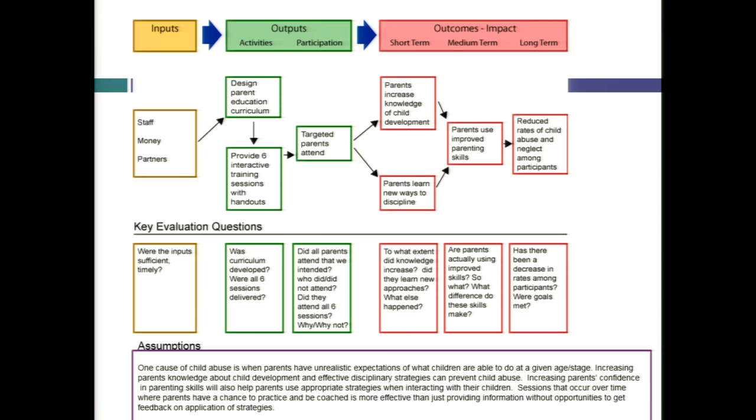This is why. So sometimes logic models, and also, the other thing about this version of a logic model is we have our assumptions here, but then we have our key evaluation questions that can be asked, for example, about implementation. Was the curriculum developed? Were all the 6 sessions delivered? Did the parents even attend? Or outcome evaluations. So I like logic models because they can help line up key evaluation questions and indicators.